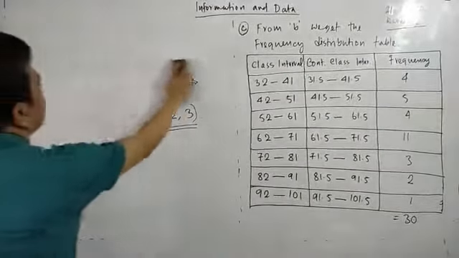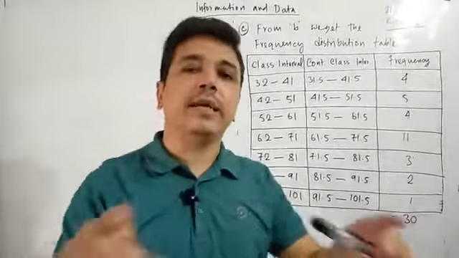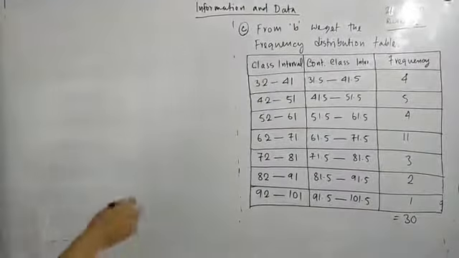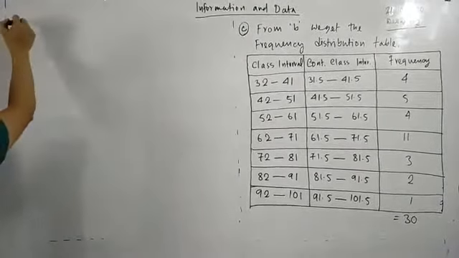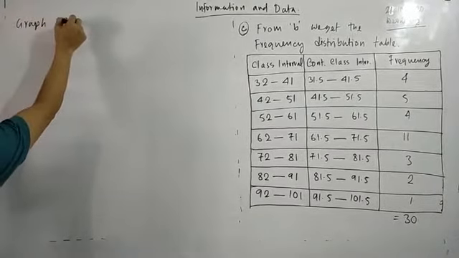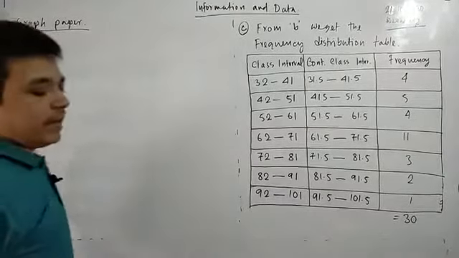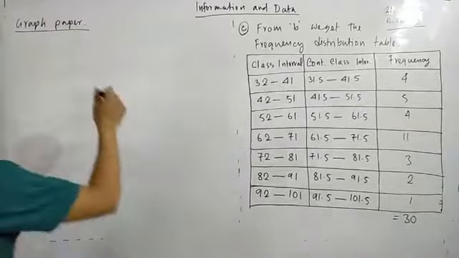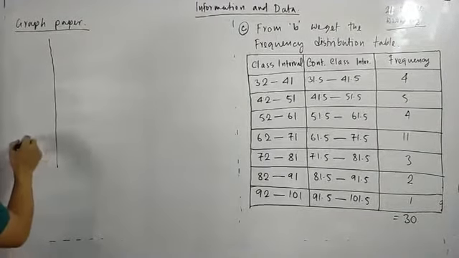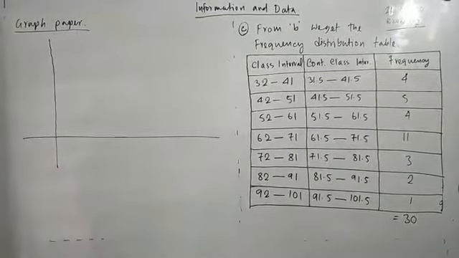So we are just drawing a histogram. Okay, so all of you have to take a piece of graph paper. Of course, just consider this one is the graph paper. In the graph paper you have to take one line here, one line this way, and another line this way. You have to take 2 crossing lines.